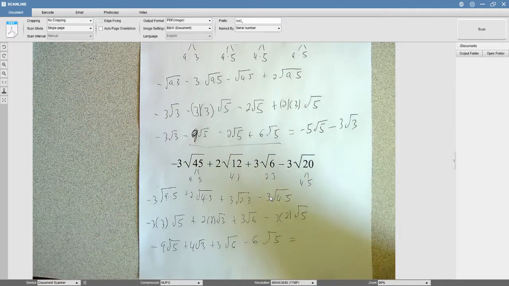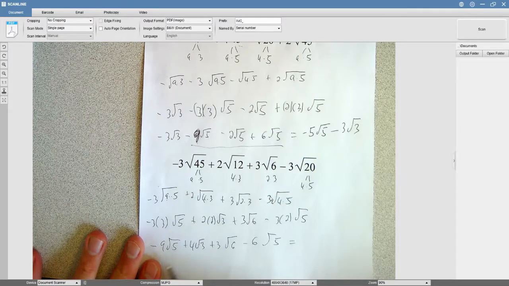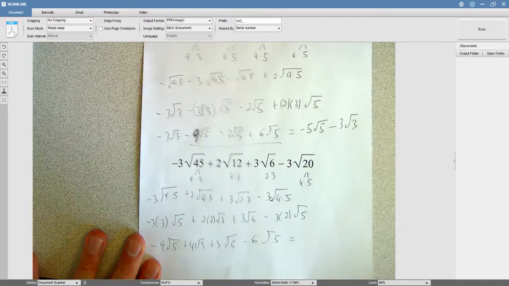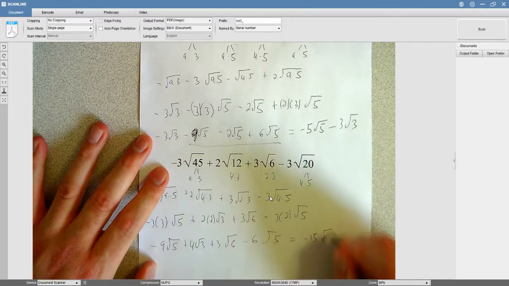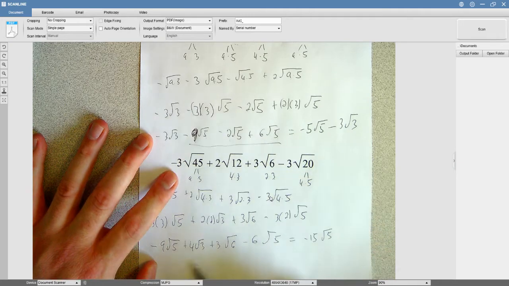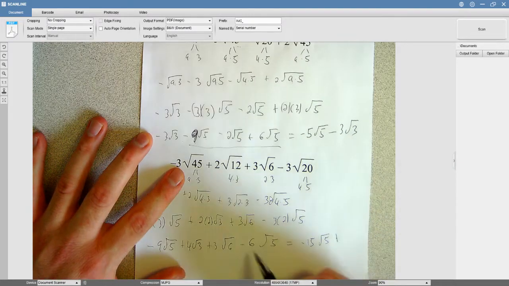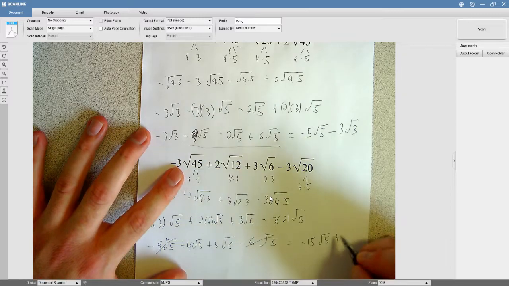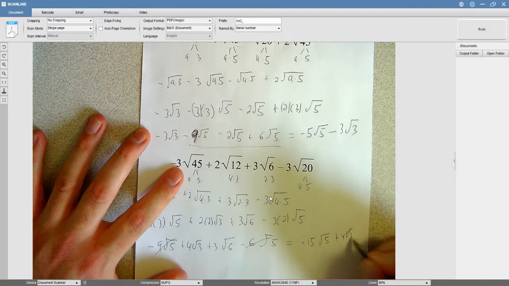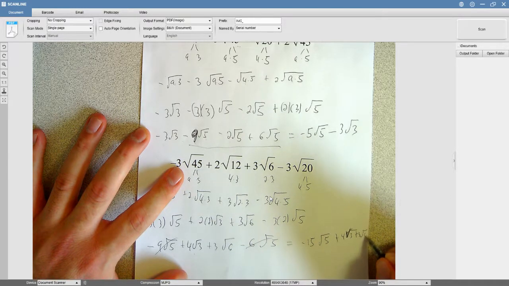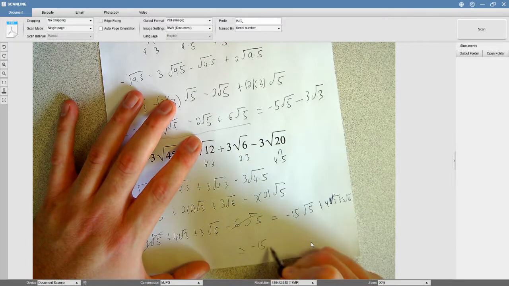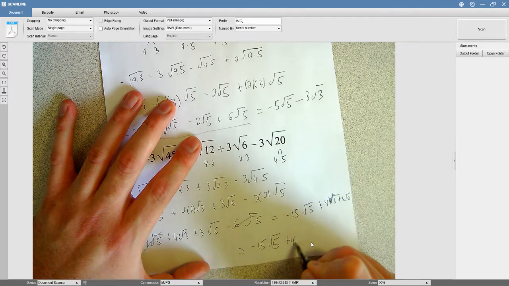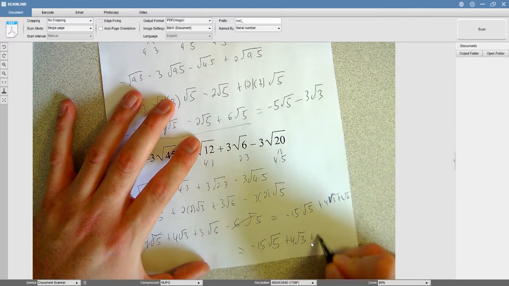And we see if there's any common terms. These root 5s are the same. So minus 9 minus 6, that should be minus 15 root 5. And see, there's nothing we can do with these terms, so we just have to add them. Plus 4 root 3 plus 3 root 6. A little messy. Then we rewrite that. This should be negative 15 root 5 plus 4 root 3 plus 3 root 6.